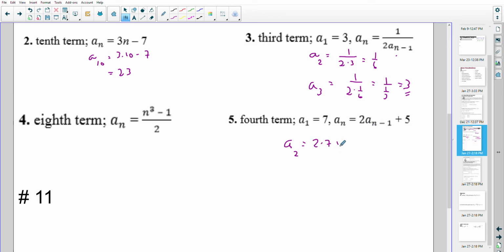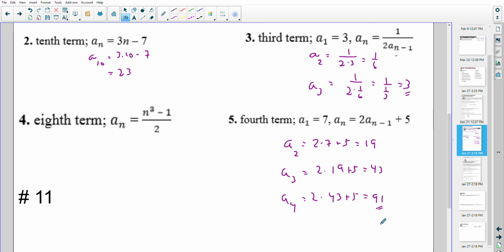2 times 7 plus 5, which equals 19. A sub 3 equals 2 times the previous term plus 5. 38 plus 5 is 43. And then the 4th term equals 2 times 43 plus 5, which is, let's see, 86, 91.